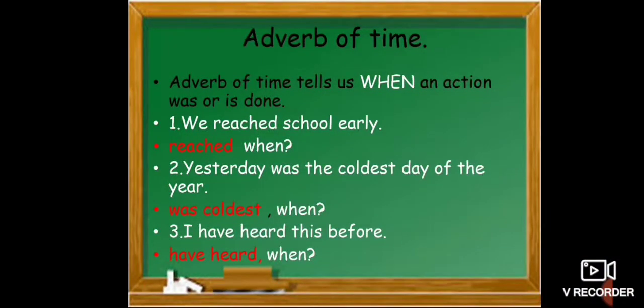Let us see adverb of time. Adverb of time tells us when an action was or is done. Adverb of manner taught you how the action took place. Here, when the action takes place. Let us read the first sentence. We reached school early. Reached when? Early. So that word is adverb of time because it answers the question when to the verb.